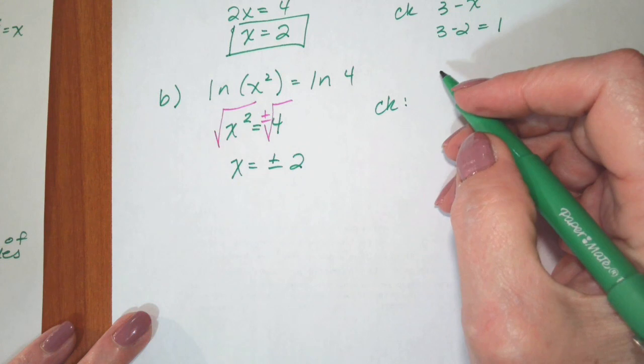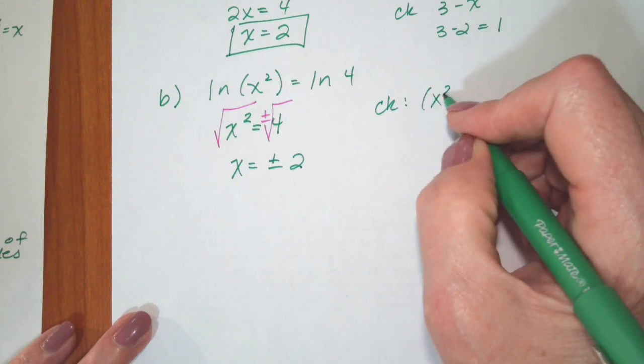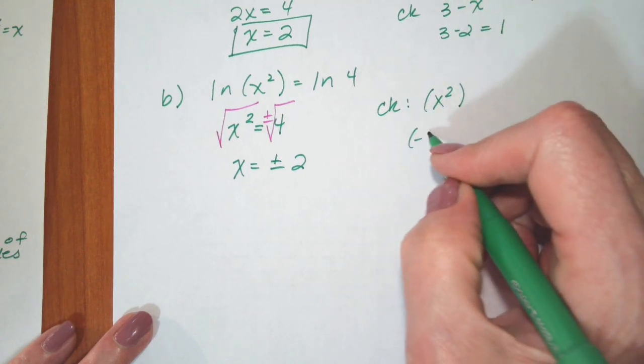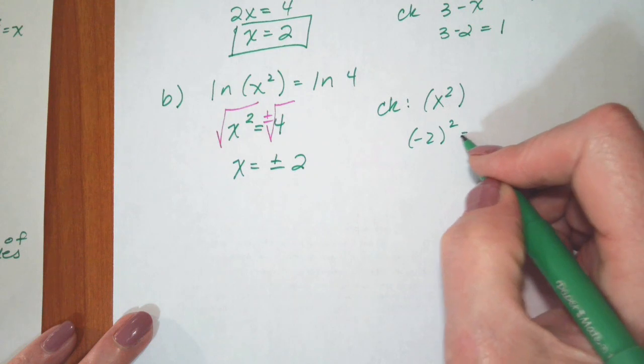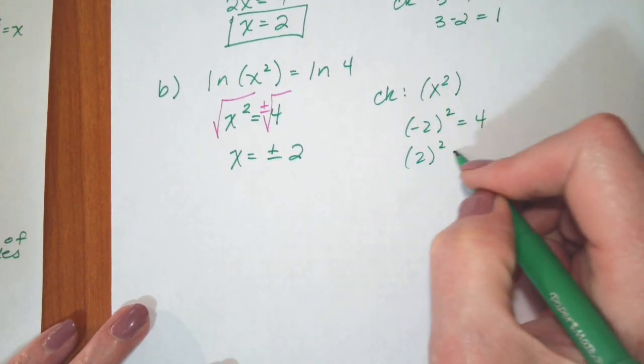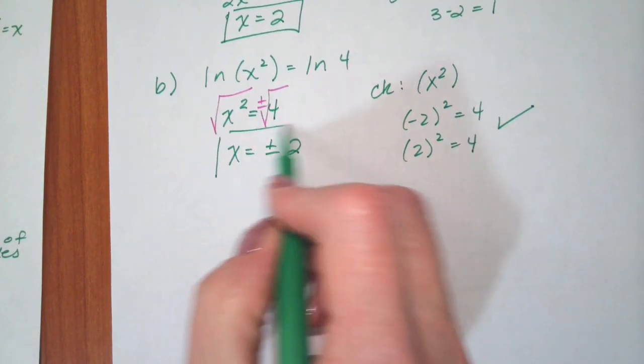Okay, so let's see. I'm going to check x squared. Well, for negative 2, negative 2 squared is 4, so that's okay. If I check 2, 2 squared is 4, so they check. So both of these are solutions.